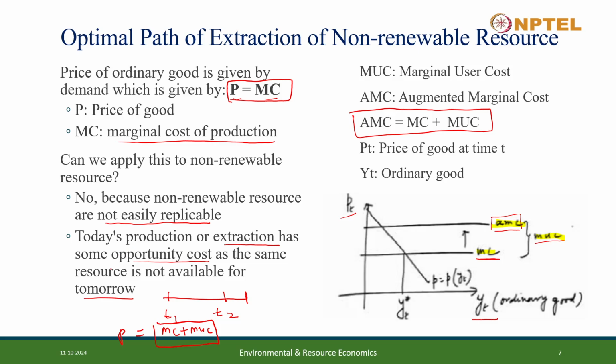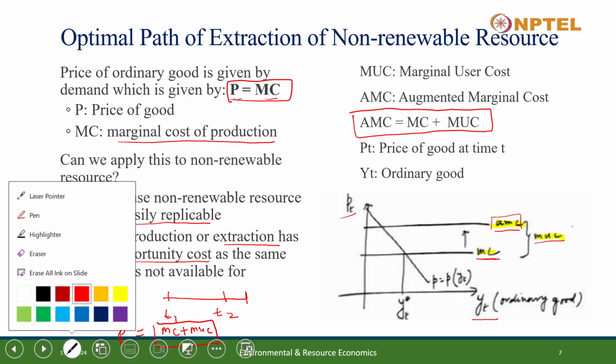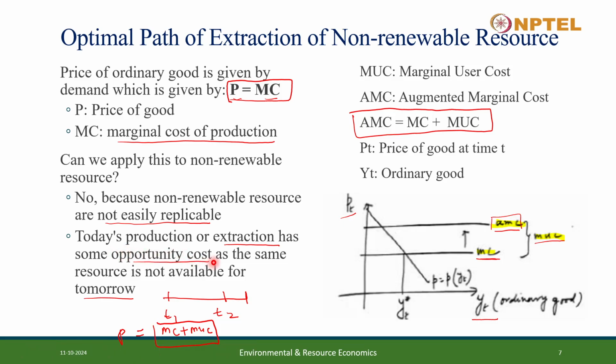So this is a very important part of non-renewable resources: right now you have the opportunity, because of which you can use it. The cost associated with the present utilization of non-renewable resources is known as the marginal user cost. This is associated with the opportunity cost of utilizing the resource at present. Because of this utilization, the resource will not be available in future. That is why price is equal to marginal cost plus marginal user cost.